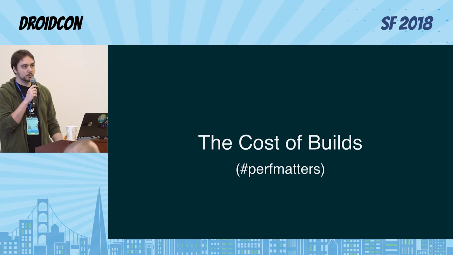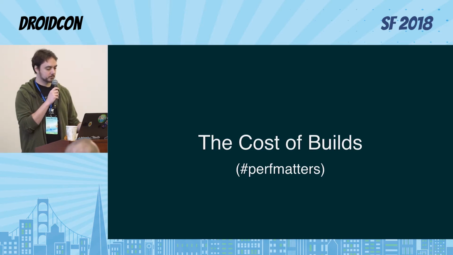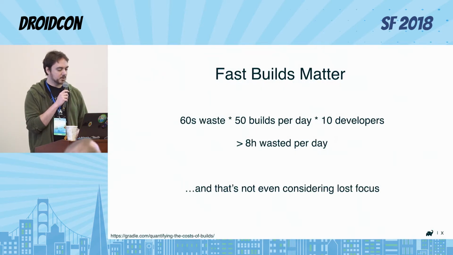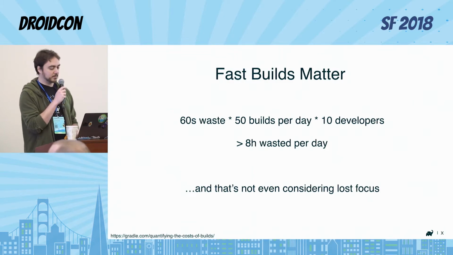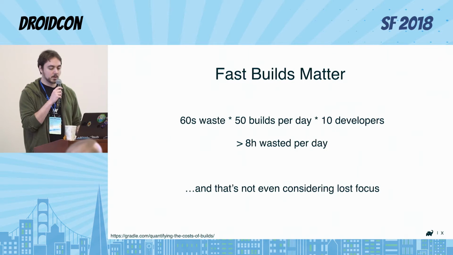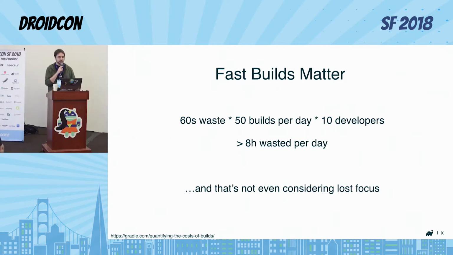Of course, as we all know, perf matters. Imagine you have a typical small Android team of 10 developers. Each one of them does 50 builds per day. If those builds, on average, take 60 seconds longer than they need to, that's an entire developer day, per day, wasted building your app. And the real cost is probably higher.